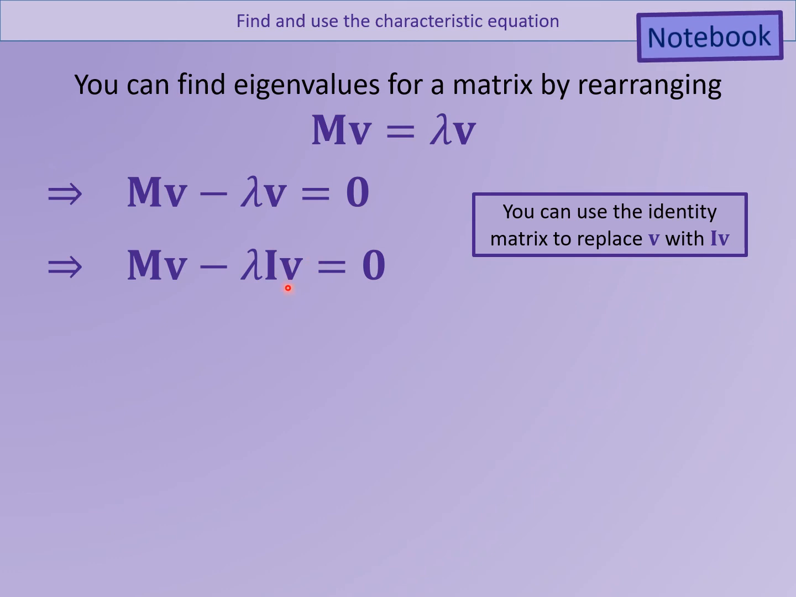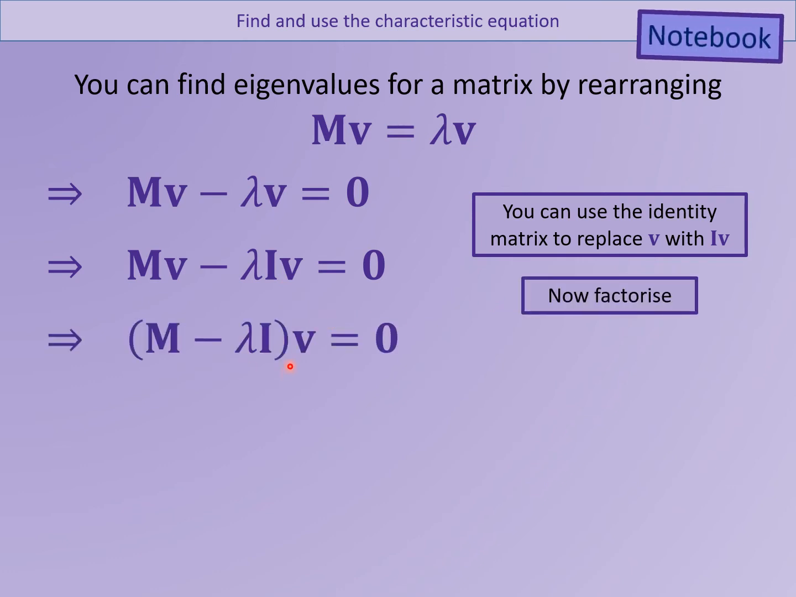Well, if I put IV in there, I haven't changed it because those two are the same. Then what's going to happen is I can now factorize. I can now pull out the v value, same as I did a minute ago, but this time, because I've got IV here, this is an identity matrix.